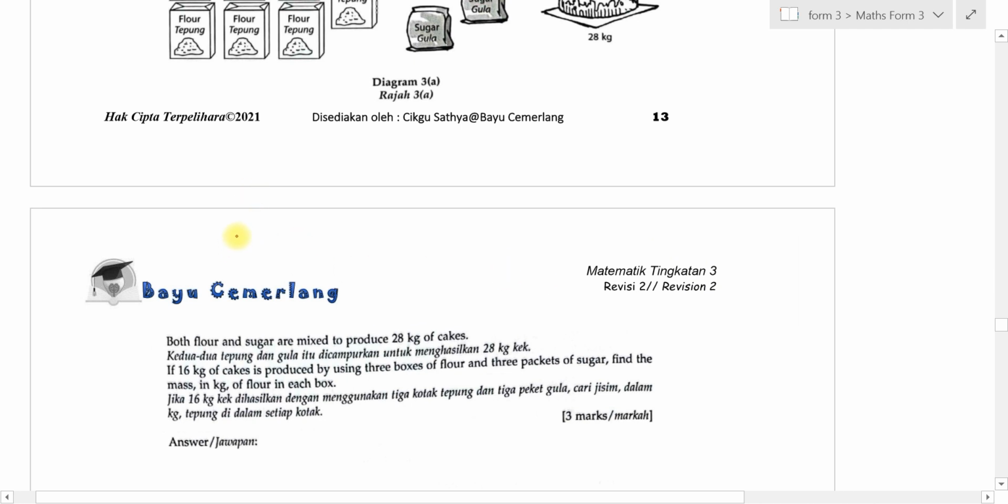That is the most important. Okay. You need to let the examiner know what's your X and Y. Let X be the mass of the flour, and Y be the mass of sugar.